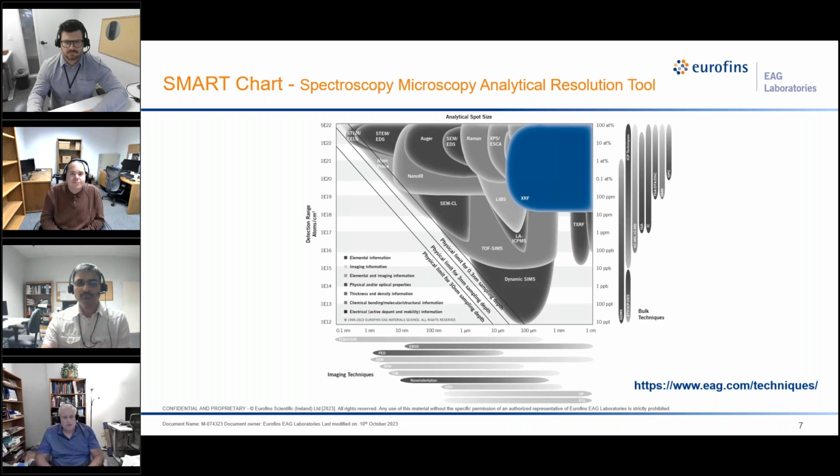Today, as noted, we're covering XRF, TXRF, and RBS-HFS. As you can see, these are all blue bubbles indicating elemental analysis only, and you can see the differences in both analytical spot size and detection limits for the three.